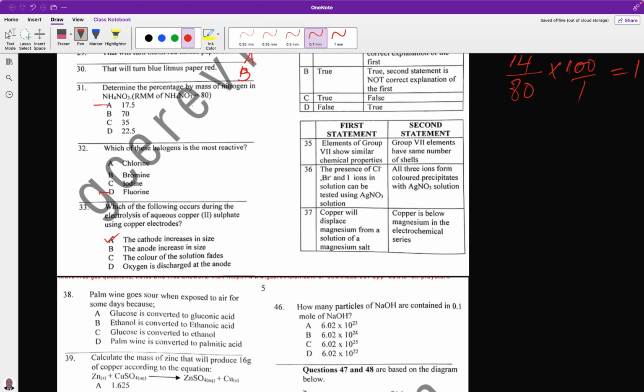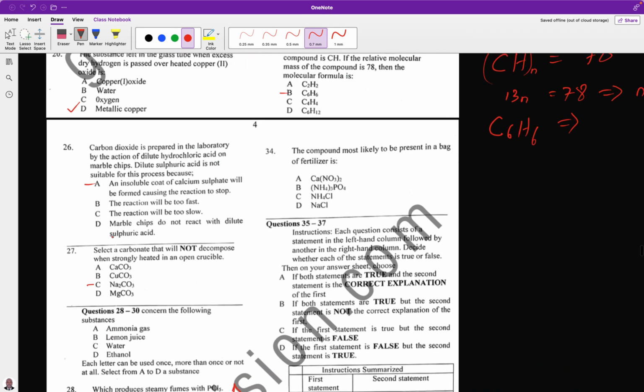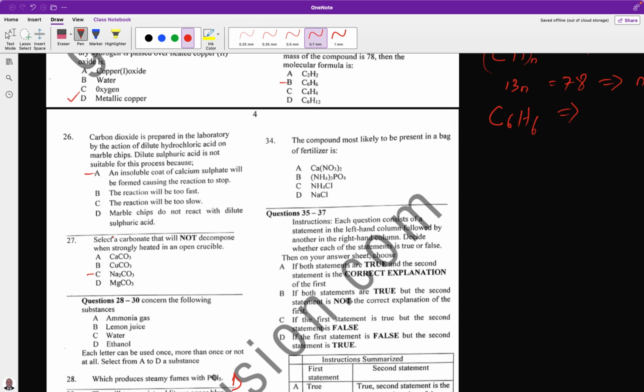Okay, question number 34. The compound most likely to be present in a bag of fertilizer is, we have four answers here: calcium nitrate, ammonium phosphate, ammonium chloride, and sodium chloride.